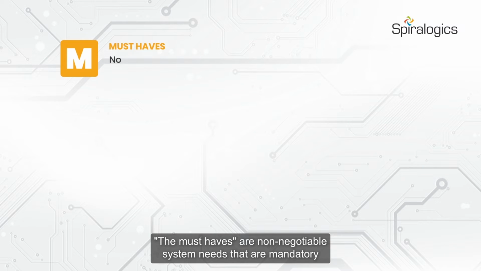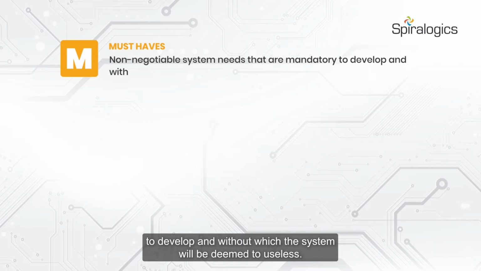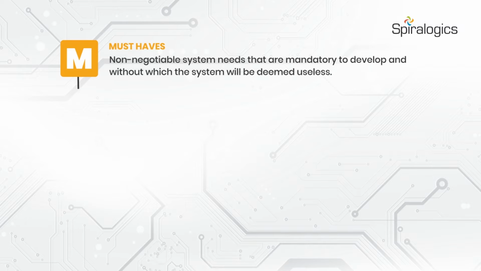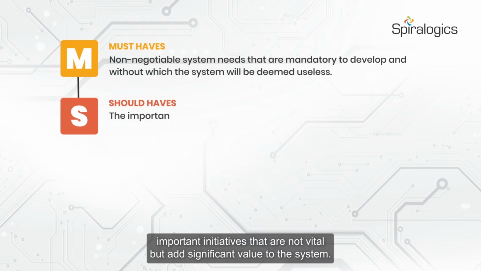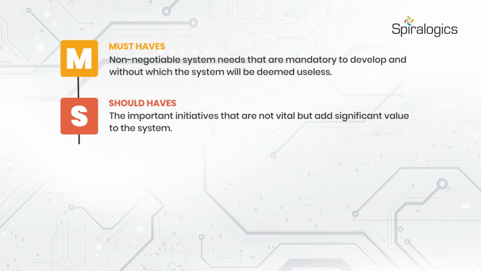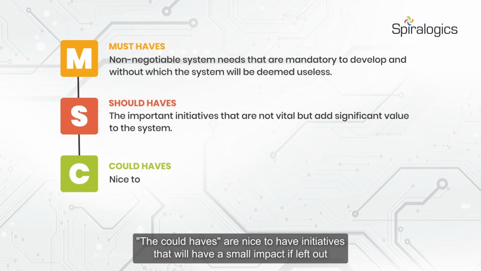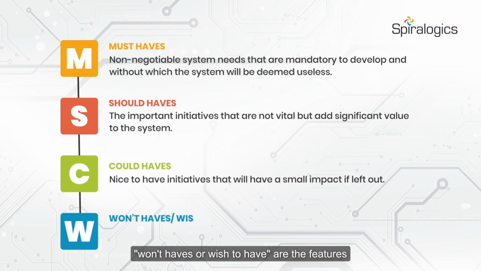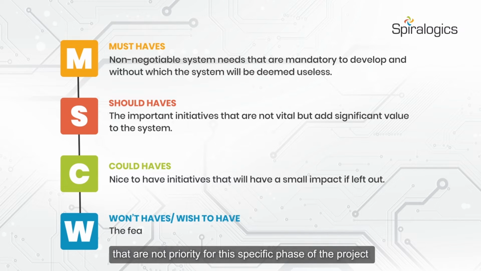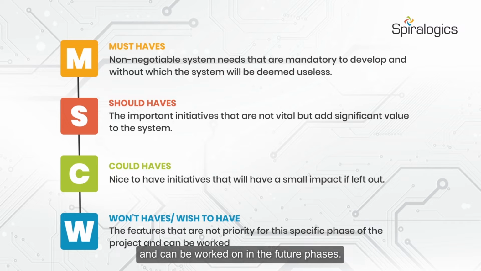The must-haves are non-negotiable system needs that are mandatory to develop and without which the system will be deemed useless. The should-haves are the important initiatives that are not vital but add significant value to the system. The could-haves are nice-to-have initiatives that will have a small impact if left out. Want-haves or wish-to-haves are the features that are not priority for this specific phase of the project and can be worked on in the future phases.